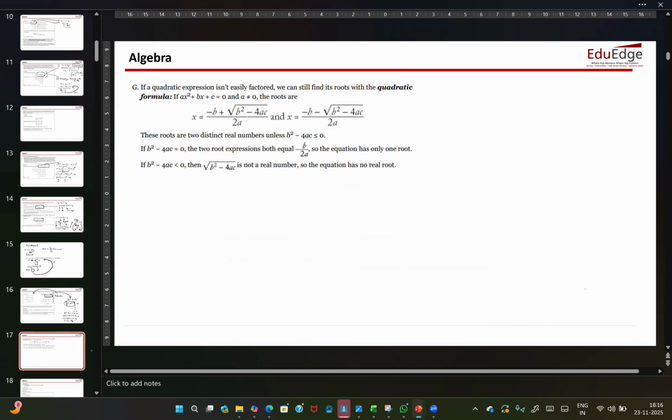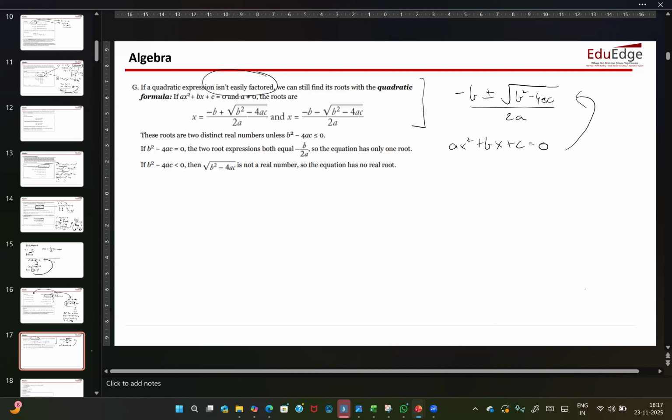If we can't factorize, then we have to fall back on the old school quadratic formula. And the roots are given by minus b plus minus root of b square minus 4ac divided by 2a, where the equation is ax square plus bx plus c equal to 0. Okay. And the two roots are these.